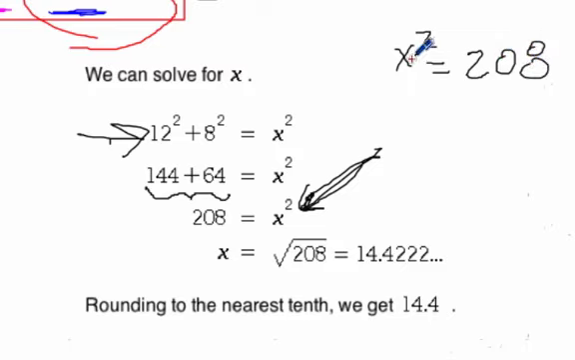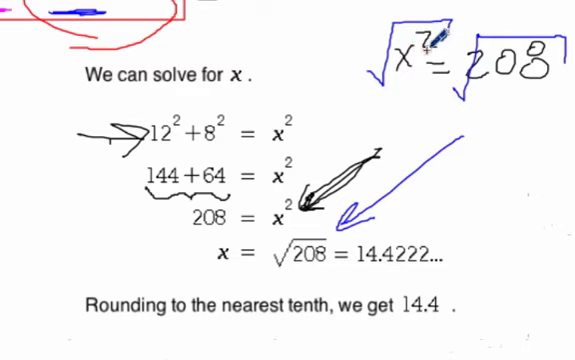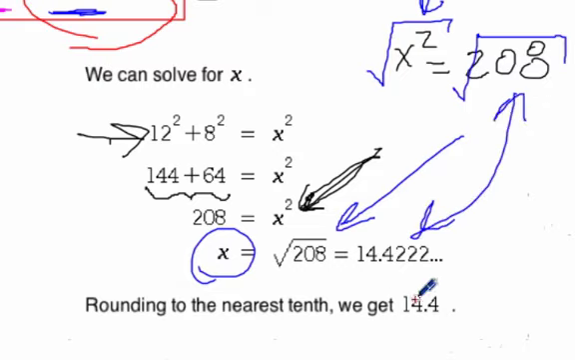Now in order to change that X squared into an X, what do we have to do? We have to take the square root, because the square root of X squared is X. If we take the square root of one side, we have to take the square root of the other side. That's where this comes from, because by definition the square root undoes a square. So right here, taking the square root of X squared gives us just X. And then using our calculator to take the square root of 208, we get this number and we round it for our final answer, 14.4.